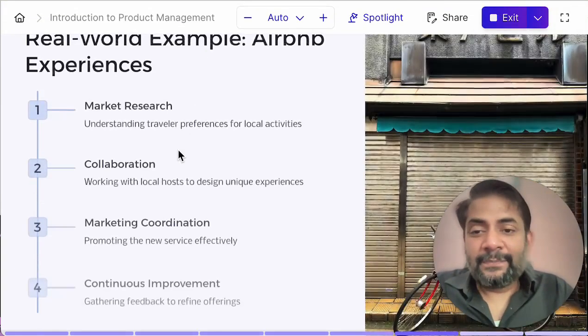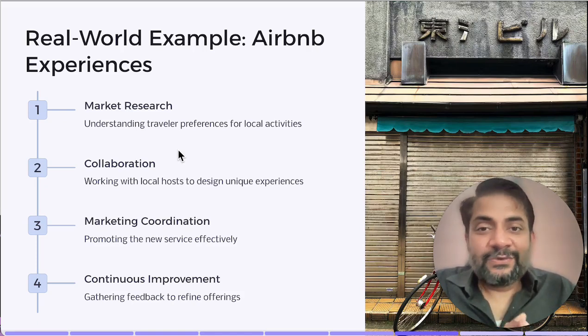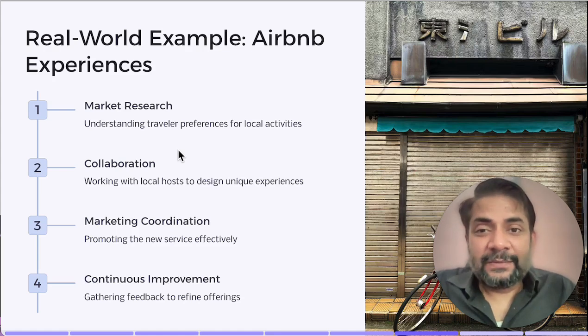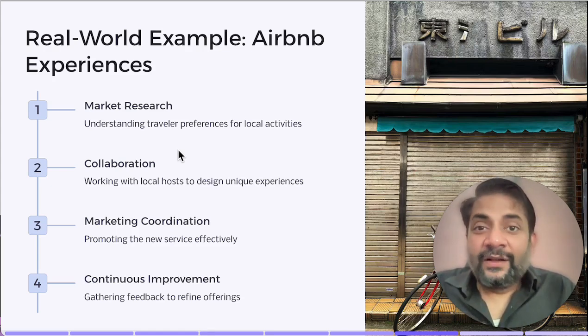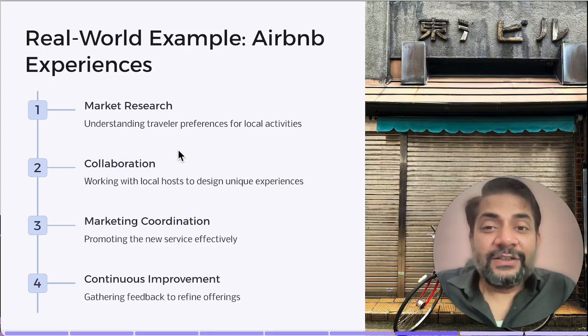Jumping on to a real world example, let's consider Airbnb. When Airbnb decided to expand its services to include experiences, activities hosted by locals, the product manager played a crucial role. They conducted market research to understand what travelers were looking for, collaborated with local hosts to design unique experiences, coordinated with marketing to promote the new service, and continually gathered feedback to refine the offerings. The outcome? This strategic move not only diversified Airbnb's offerings, but also significantly increased user engagement and revenue. Now, it showcases how a product manager's decision can drive substantial business growth.